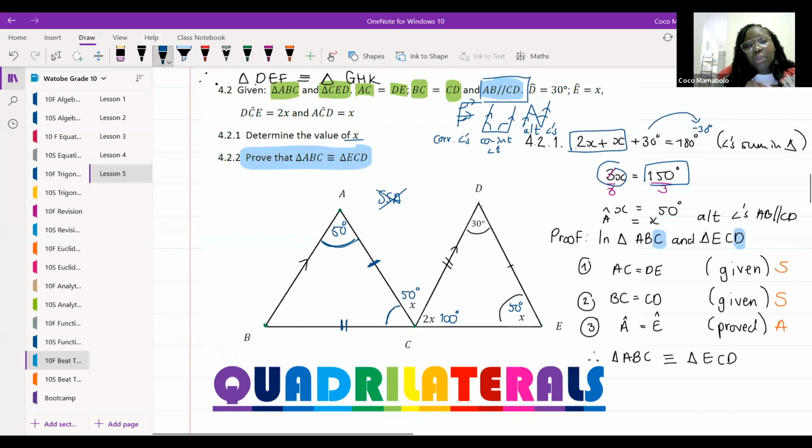The only way we get to prove congruency here, guys, is if we use side-angle-side. But if we use side-angle-side, my angle needs to be in the middle, which means I need to have my angle in between my two sides. So my side, my angle, and my side. We need to figure out what angle C is. Remember, guys, side-side-angle is the only one that is not a reason. So we need to figure out what C is.